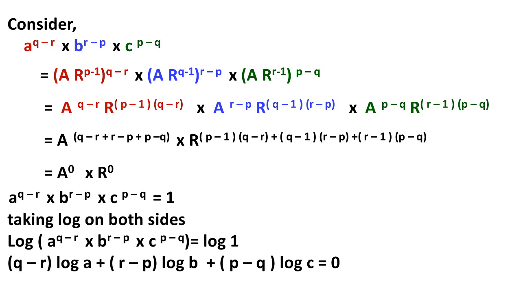Let us take log on both the sides. After taking log on both the sides, on the left hand side, just apply the logarithm identities what we have learnt in laws in class 9. Let us represent log a to the power q minus r as q minus r into log a plus similarly r minus p into log b plus p minus q into log c, and the value of log 1 is 0. Hence it is proved.